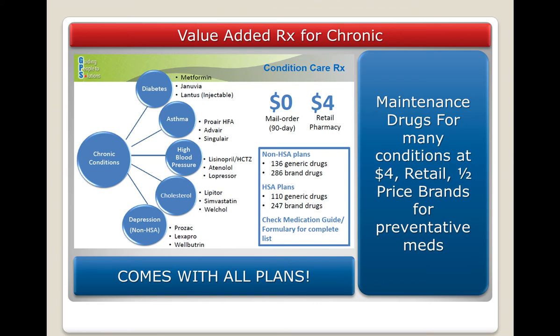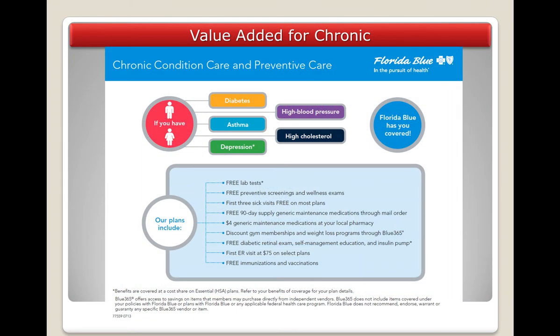all of which are not subject to deductible. Now, we are also going to be installing some special value-added programs for chronic conditions, and these programs are designed for people with diabetes, asthma, depression, high blood pressure, and high cholesterol. Those are going to include your lab tests, which are going to be free, your preventative screenings as well. Those are all part of qualified health plans on the preventative screenings. The lab tests are going to be at no cost, and that's going to be for wellness or sickness.